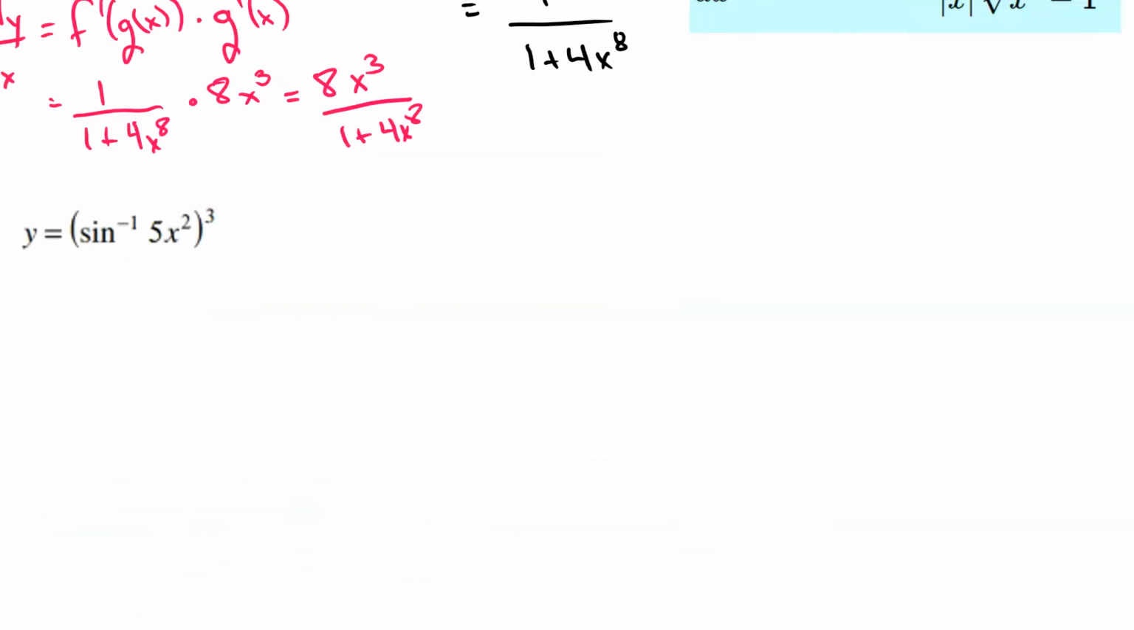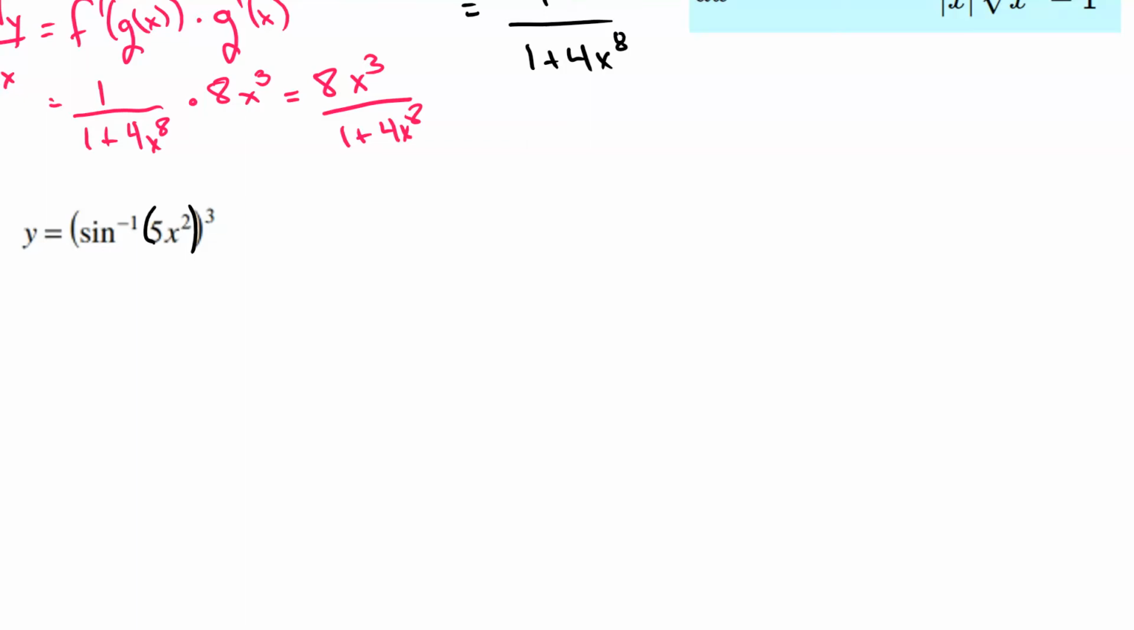All right, so this one's going to be a little bit of a pain, not going to lie to you, because we've got three things happening here. We've got our innermost function, that 5x squared. Then we've got an outside function for that, the arcsine, and then we've got another function, that cubed, on the outside. So we've got three pieces, kind of like Russian dolls, all inside of each other.